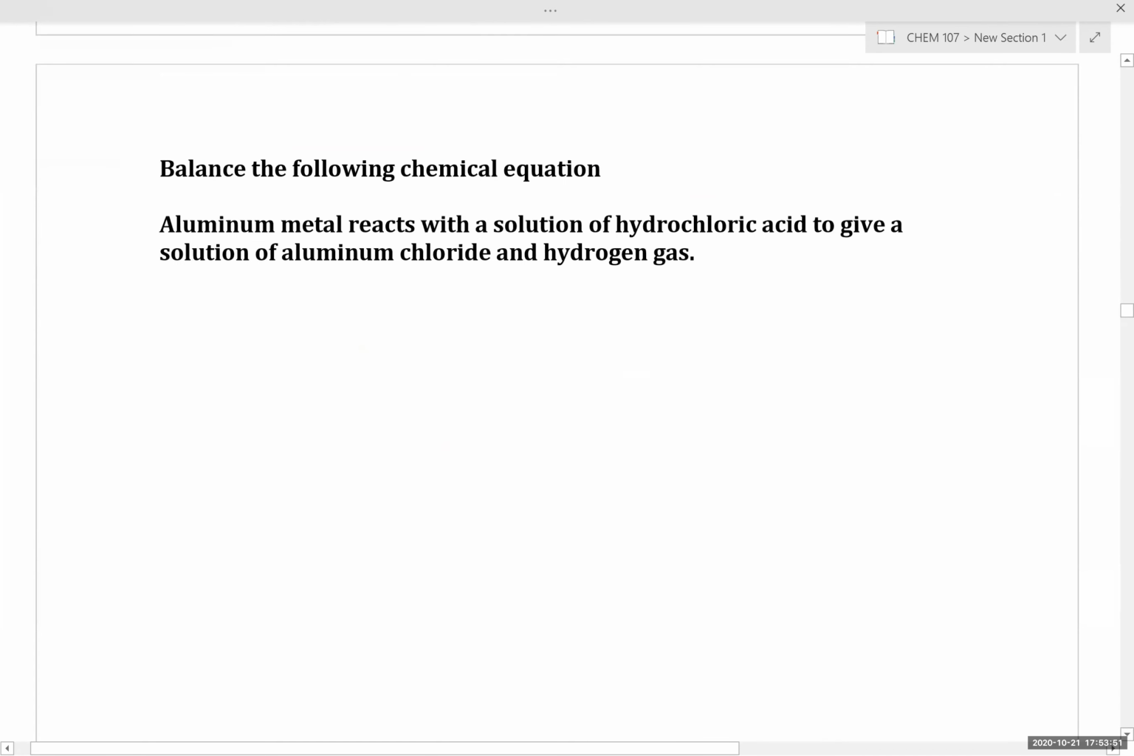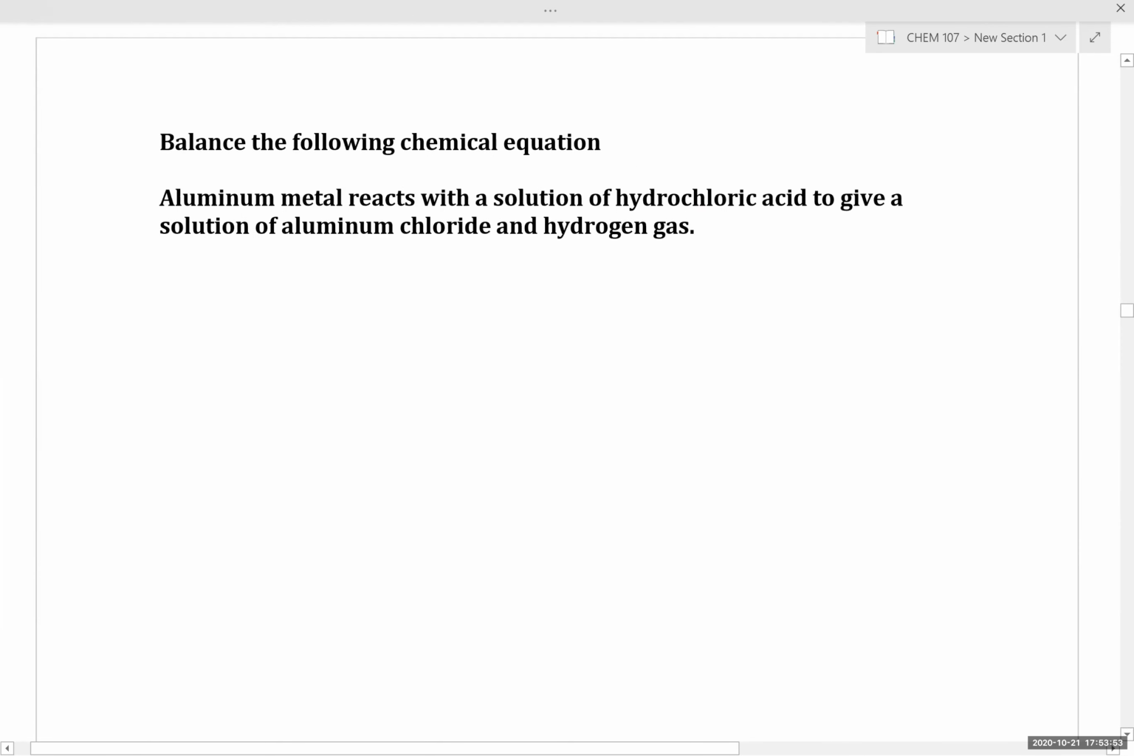So let's look at another example. This time we're asked to write a chemical equation from a sentence. This particular equation can be quite easily solved using half notation, but let's first start by just getting an unbalanced equation. So we have aluminum metal reacting with hydrochloric acid to give aluminum chloride and hydrogen gas. So let's start by writing an unbalanced chemical equation for the following reaction.